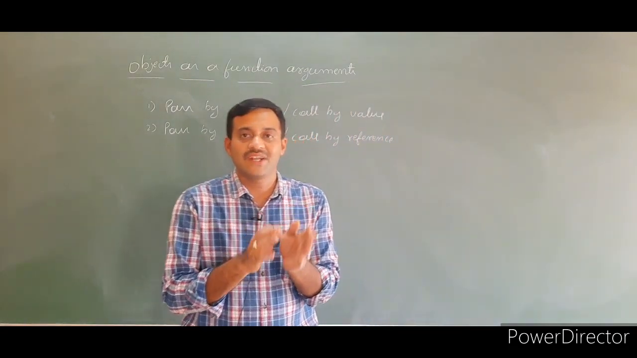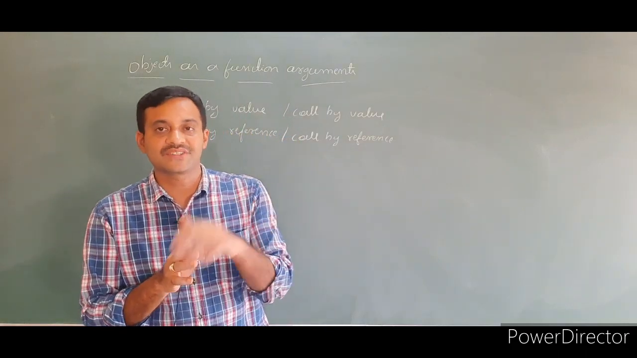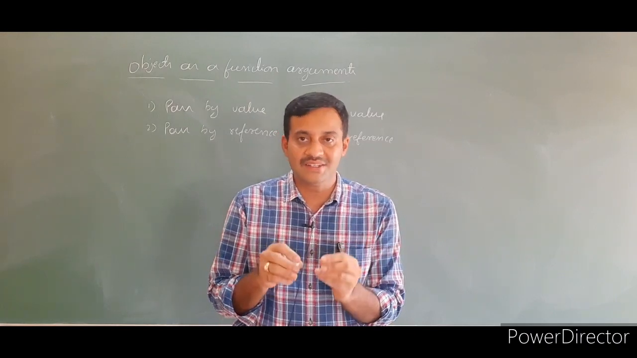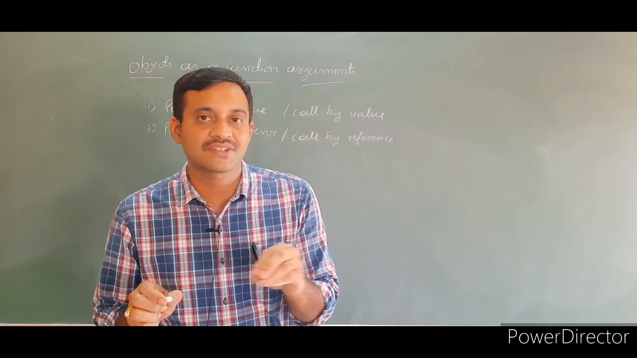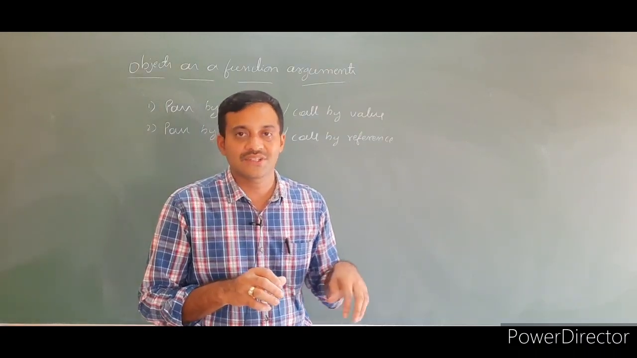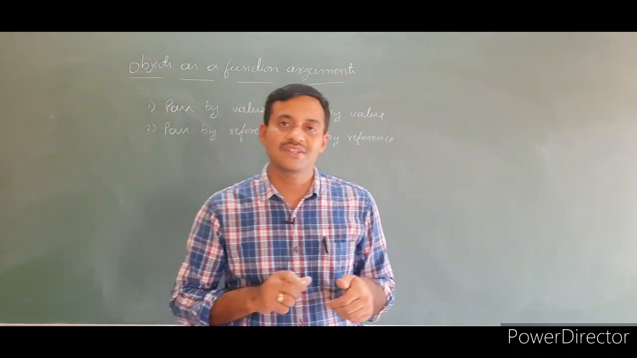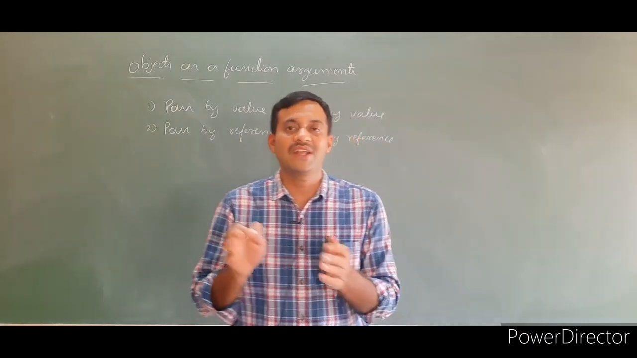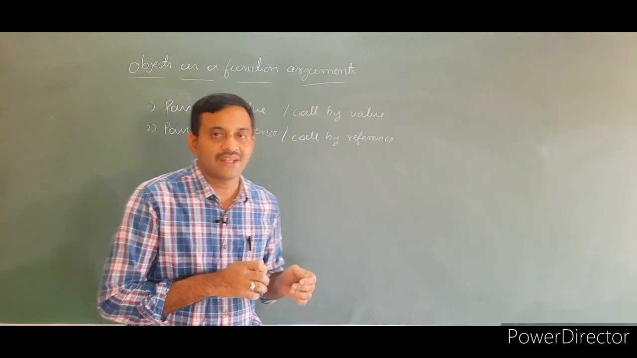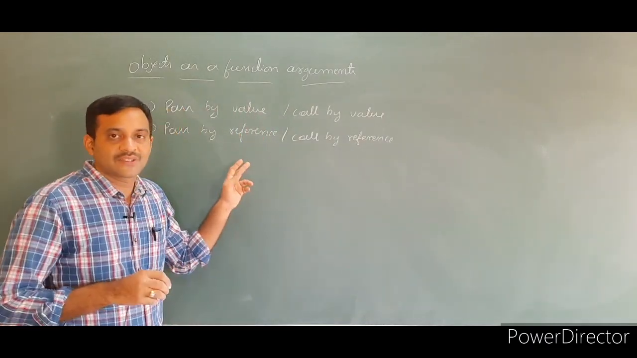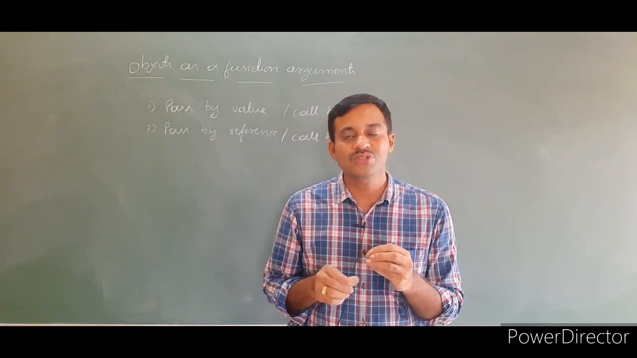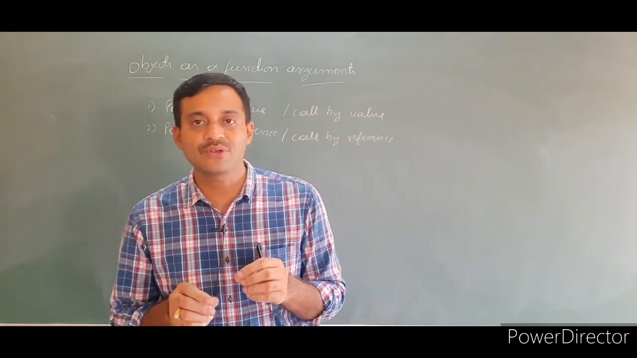So if we send a copy of the original to the function, and you make any corrections in the function, that does not affect the original objects. In the second one, we send the addresses to the function. If you send addresses to the function, then if you make any corrections in the function, that affects the arguments. Then the pass by reference method is the most effective method. Pass by reference is the most efficient, most effective method.